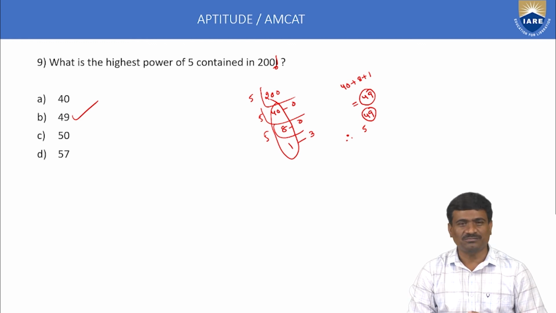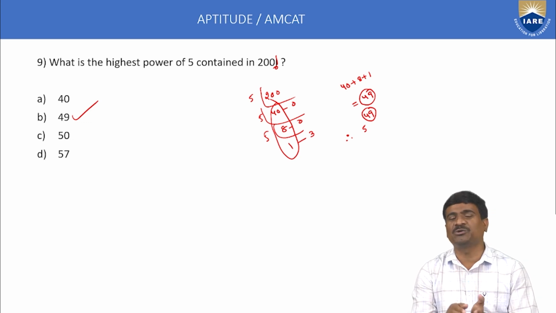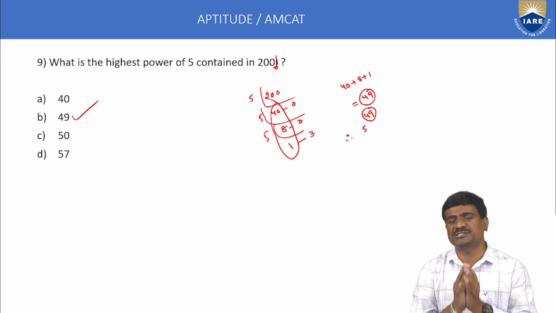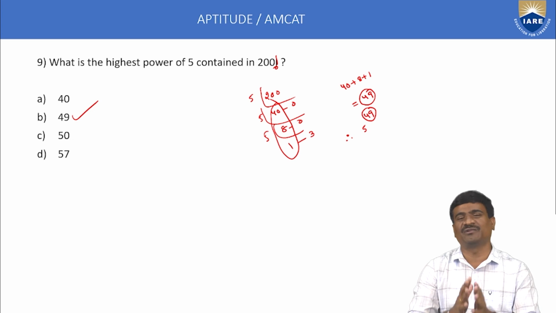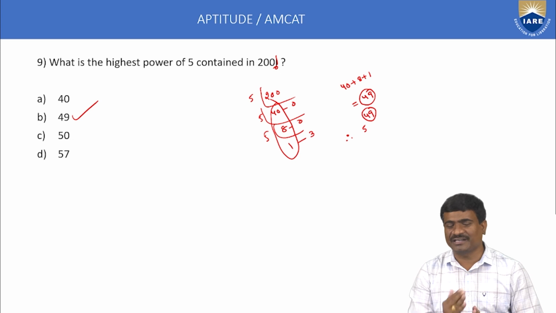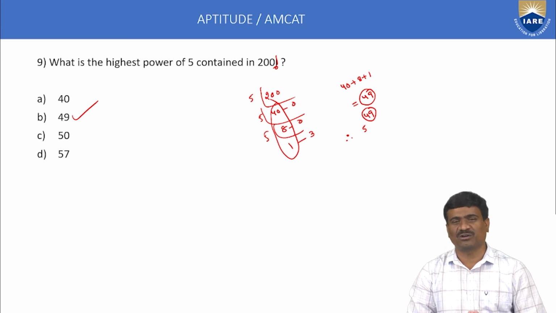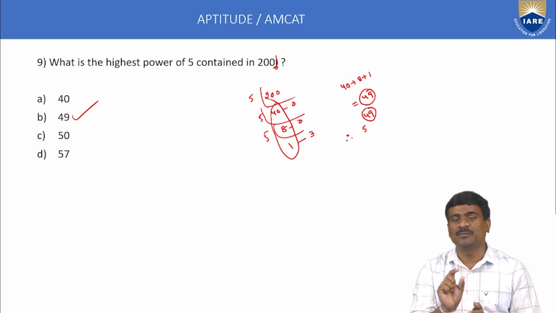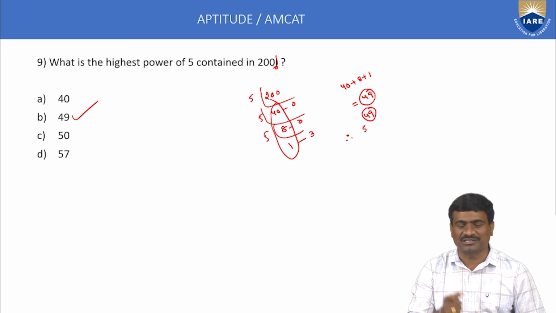Note: for questions of this type, with a composite number given, always convert it into prime factors. Using the prime factors, consider only the largest prime number, and that is the answer of the given example. This is about largest power, highest power, number of zeros concept. This model is also important for AMCAT based examinations. This topic belongs to the properties of numbers concept, that is number system.